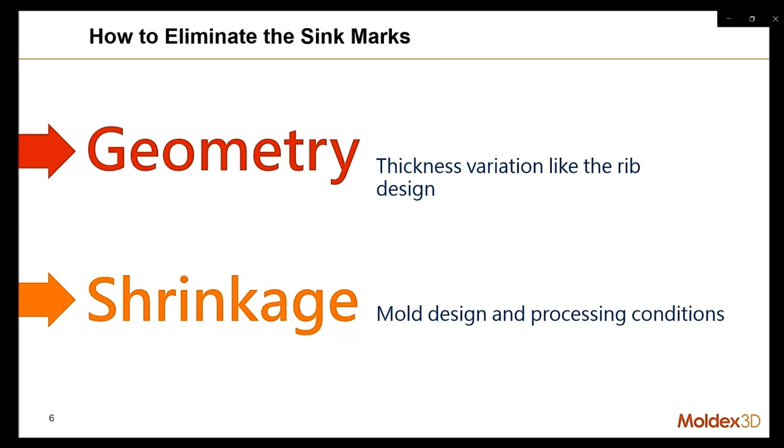And the other way to deal with the seam mark is to work on the shrinkage situation. The idea is that we can try to optimize our processing conditions. Based on this way, we can, for example, try to optimize our packing process. Then we can improve this shrinkage situation.